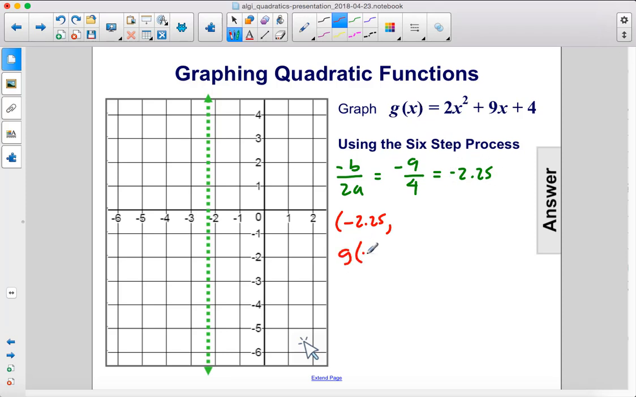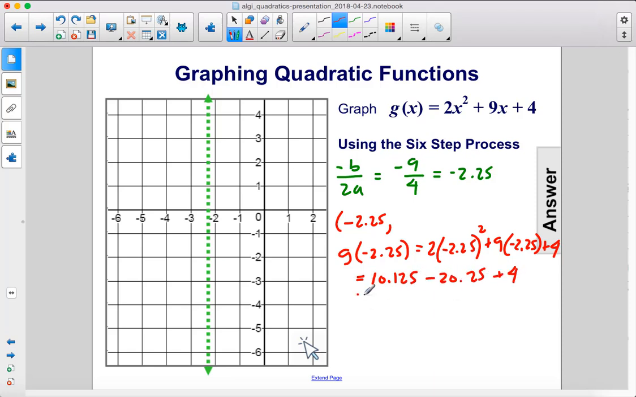So g of -2.25 equals 2 times -2.25 squared plus 9 times -2.25 plus 4. So that equals 10.125 minus 20.25 plus 4, and that equals -6.125. So we got -6.125. So that is this point, and then -6, and then a little bit more. So there's our vertex.